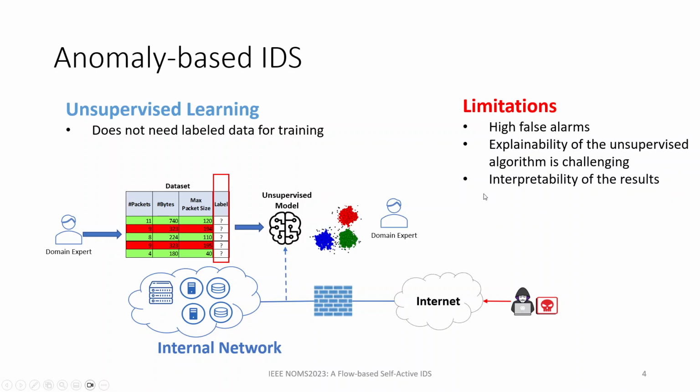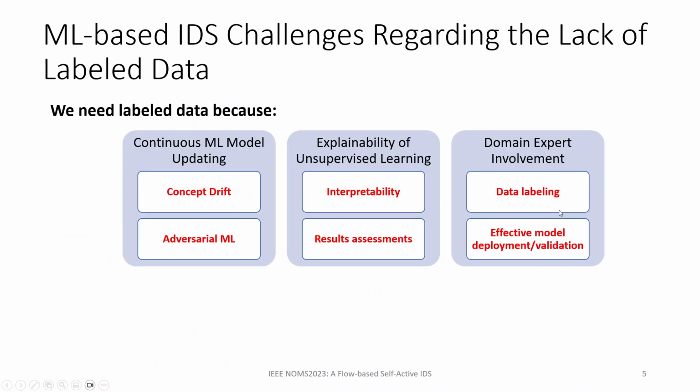And the last one is that, for example, in clustering tasks, we have some clusters but we don't know which cluster is normal and which is abnormal. So we still need to engage a domain expert, and we require some labels and visualization techniques to consider what the outcome is. So the interpretability of the result would be difficult.